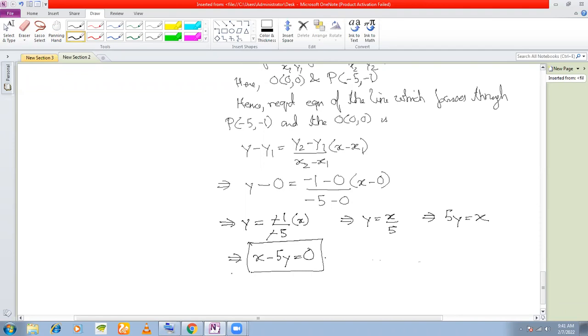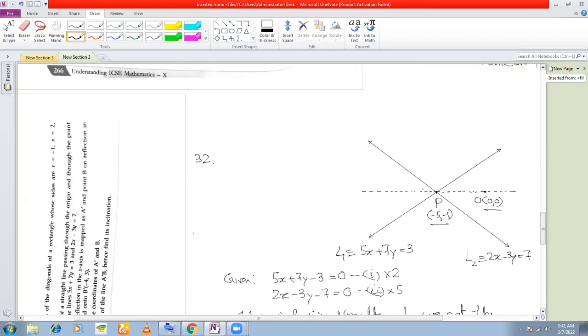Okay. If instead of the origin, they would have given you some other point, that is, the line passes through the point of intersection of these and also passes through some other point, you would have used the same 2-point form to find out the equation of the line.